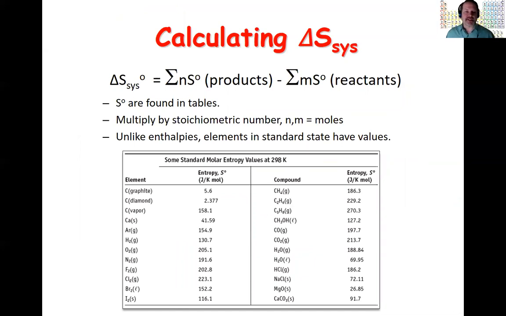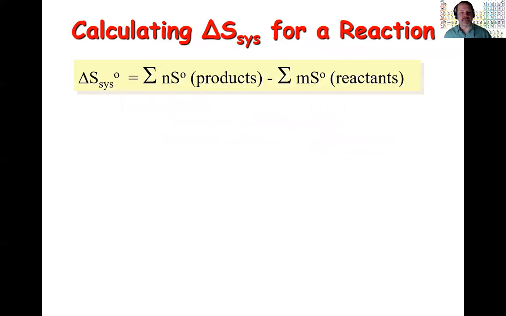This is the summation sign. If you sum up all the entropies of the products and subtract from that all of the entropies of the reactants, don't forget to multiply by the number of moles that you have in the chemical reaction, the stoichiometric coefficients there. And this is very similar to what we did with enthalpy. So here's an example of one.